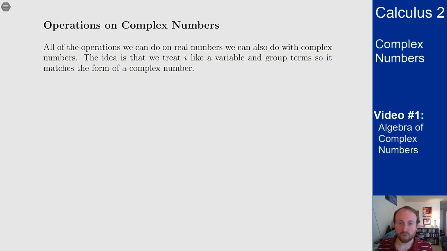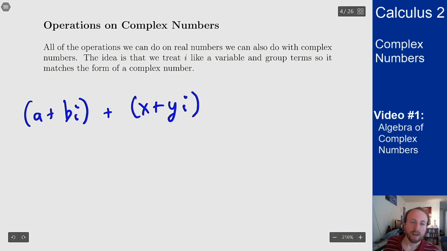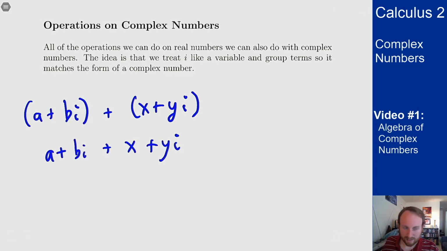The basic idea is you want to treat i like it's a variable in a polynomial, and then expand things out, grouping terms so that it matches the form of a complex number. Let's say I want to add two complex numbers together. I have the number a plus bi, and I have the complex number x plus yi, and I want to add these together. What I'm going to do is drop all the parentheses, and I want to regroup so it's something plus something times i.